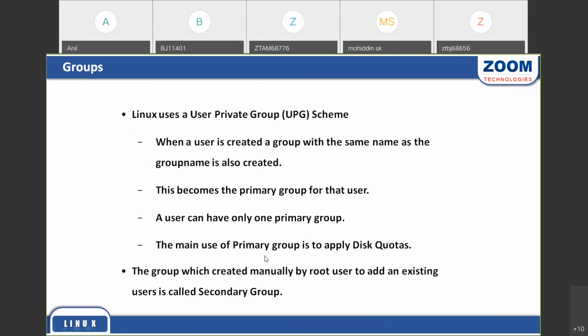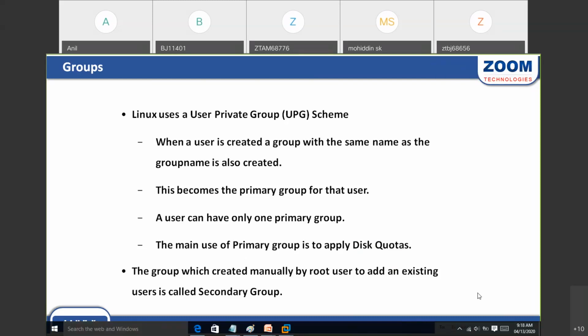The purpose of the primary group is what? To apply disk quotas, meaning restrictions, to multiple users. Then the secondary group. A secondary group is manually created to add existing users, to apply the same permission to multiple users. A secondary group will be created.